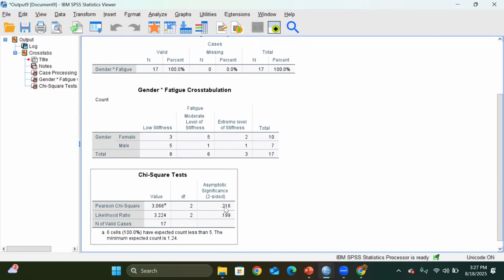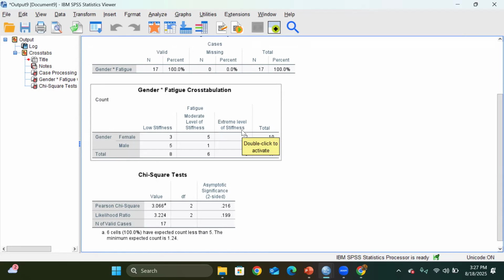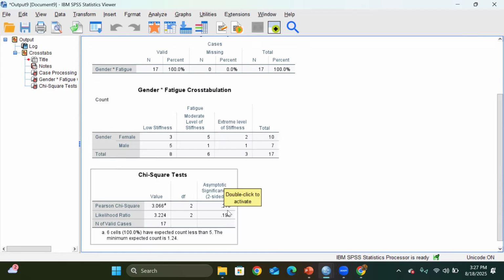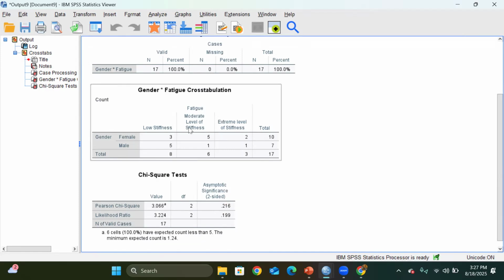But if it is not significant, I can simply write there is no relation between gender and stiffness. But imagine that if it was less than 0.05. What would I have done? I would have written there is a significant relation between gender and stiffness. And what is the relationship showing me? That males have more low stiffness, but females have more moderate level of stiffness. And females also have more extreme level of stiffness as compared to males. So this is how I will be analyzing my chi-square.